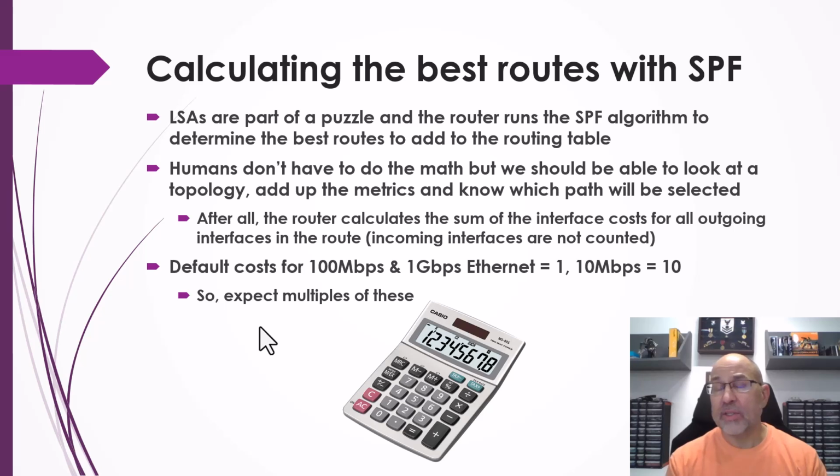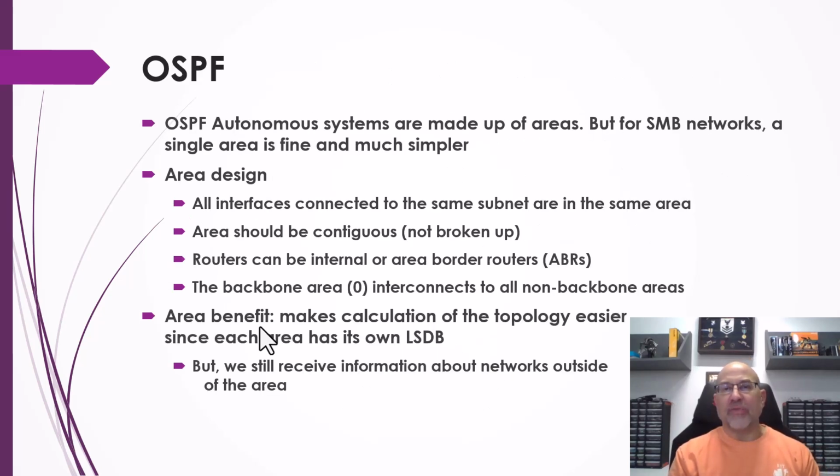Now, importantly, the cost is based on the outgoing interfaces. There are some default costs that are helpful to us. On 100 megabit and 1 gigabit Ethernet connections, the outgoing cost is just 1. For 10 megabits, the cost is 10. And from this, you might suspect that the lower the speed, the greater the cost, and that will be accurate. If you're just on an Ethernet topology, you can expect that all of your costs would be multiples of these numbers.